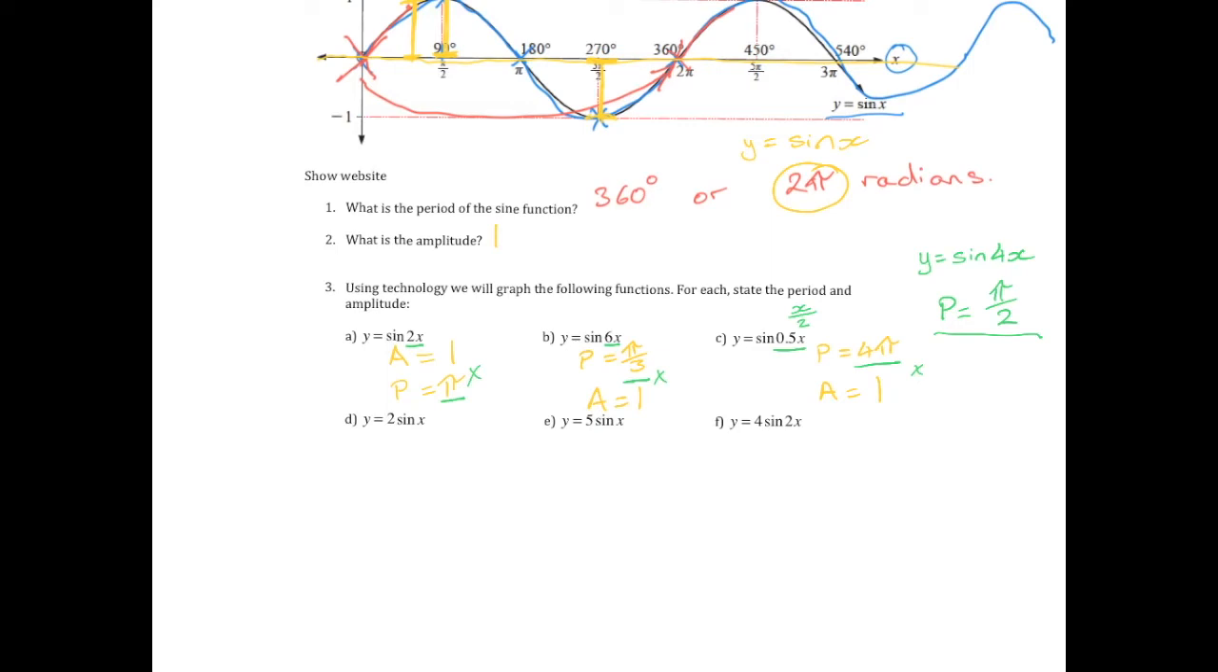So, for normal sine x, it's 2 pi. But what happened for A? We have 2x. So what do you do to find a period of pi? Divide 2 pi by 2. So whatever that number is in front of x, you divide 2 pi by. So 2 pi, the usual period, divided by that 2 in front of the x, does in fact equal pi.